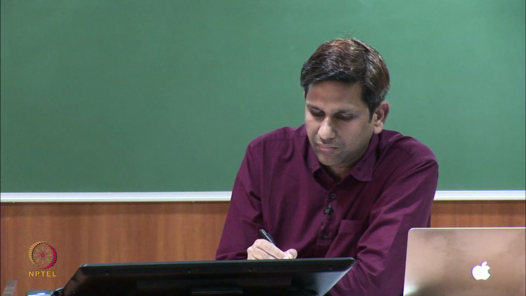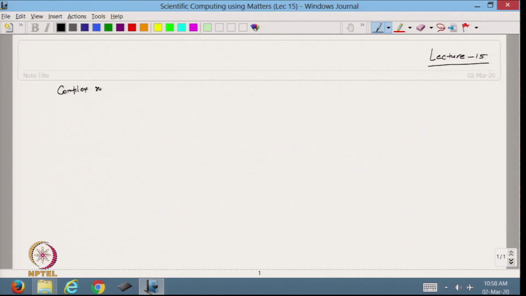So today we are going to deal with lecture number 15. In the previous lecture we discussed the Newton-Raphson method for a system of equations. Now in this lecture we will discuss how we can find the complex root of an equation, that is f(z) equal to 0.